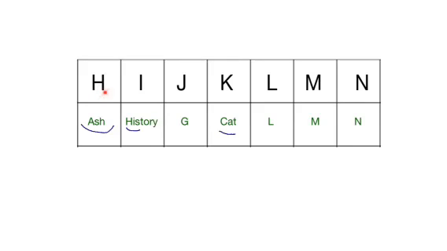H, I, J, K, L, M, N. So, H. To pronounce the letter H of English in French, you will have to say the word ash, like ashes, ash. The I of English is E in French, like the I of history, E.